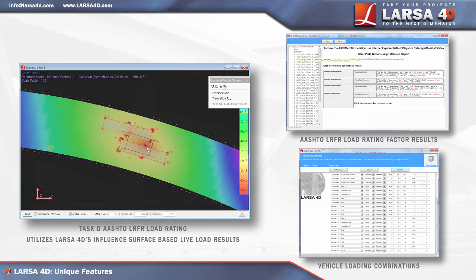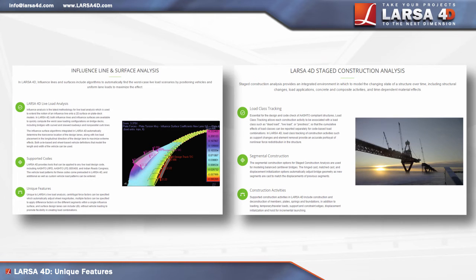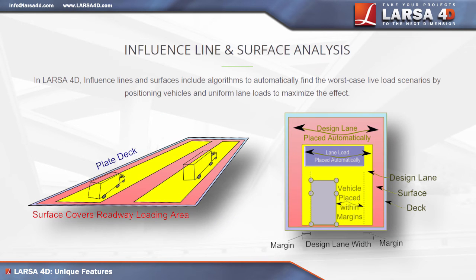While there are many unique analysis types available in LARSA 4D, such as vehicle track structure interaction for high-speed railroad bridges, perhaps the 2 most critical are influence surface-based live load and staged construction analysis. To save the user the time of choosing lane locations, modeling separate influence lines, and performing factored combinations, LARSA 4D's influence surface-based live load uses powerful algorithms to automatically compute the worst-case loading configuration for plate deck models and automatically locates the transverse locations of as many lanes as will fit on the surface.